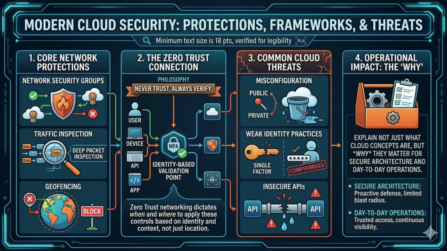We'll also examine core network protections, including network security groups, traffic inspection, and geofencing, and then connect those controls to zero-trust networking. Finally, we'll close with the most common cloud threats, such as misconfiguration, weak identity practices, and insecure APIs. By the end, you should be able to explain not just what these cloud concepts are, but why they matter for secure architecture and day-to-day operations.